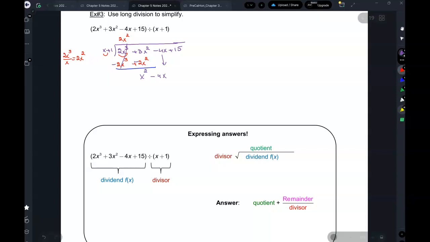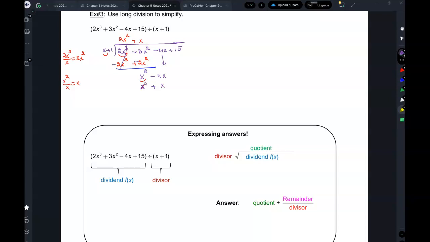Okay. This divided by this, what does it give me? X. So plus x. Okay, now I'm going to multiply everything on the left by it. So x times x, x squared. x times plus 1 is plus x. I have to multiply everything to the left by that number x.